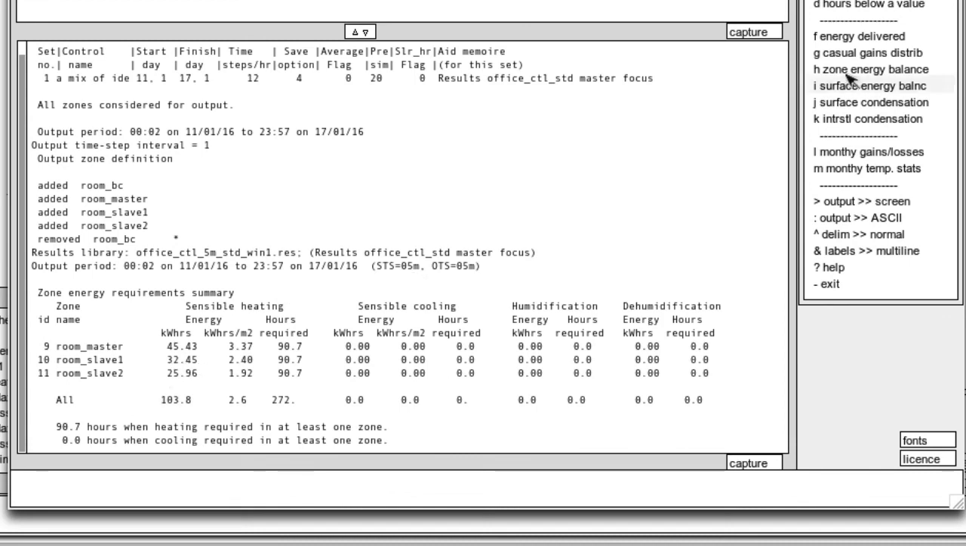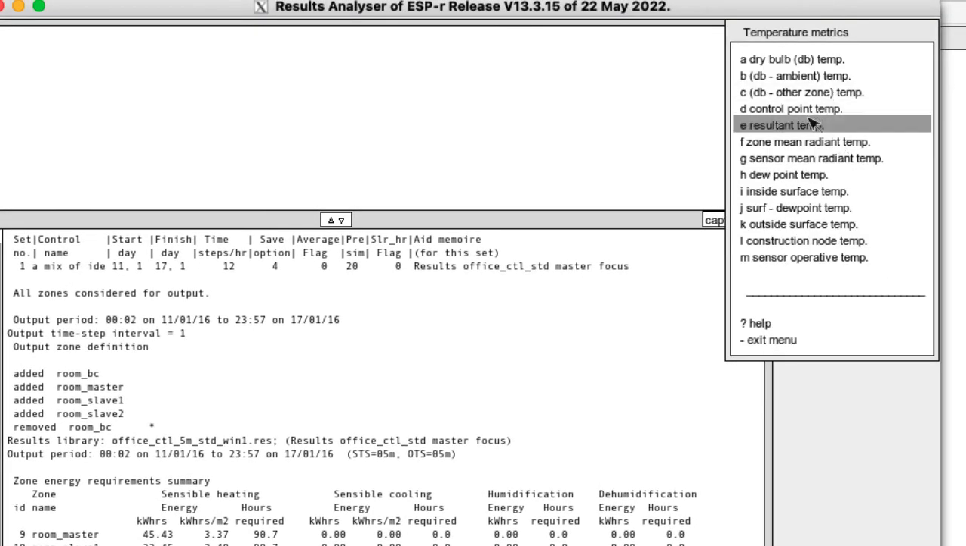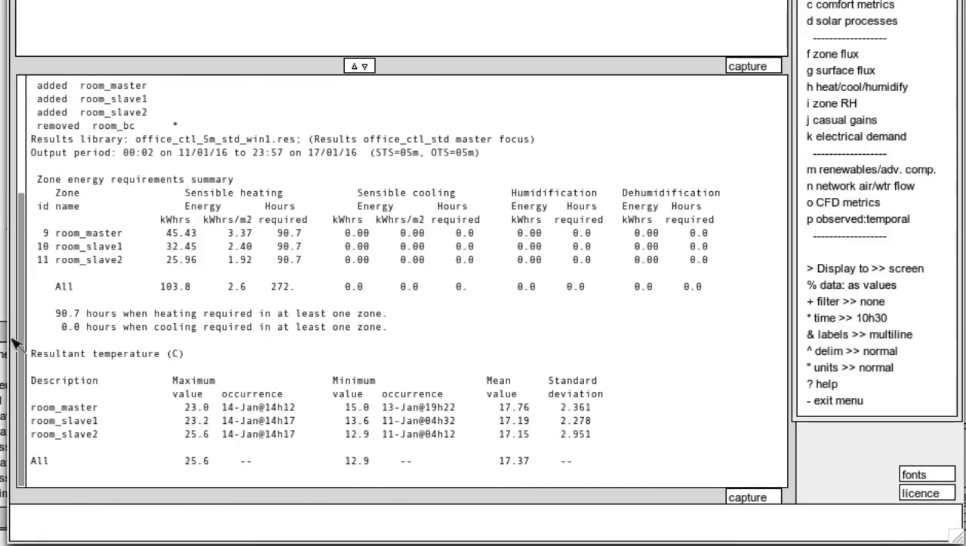That is as expected. If we look at summary statistics of the resultant temperature in the room, then we see slave two, because of additional occupancy, is getting a little bit warmer, but because of the less capacity, it's also got a slightly lower minimum. But the mean value and the standard deviation is essentially the same for all of those rooms.